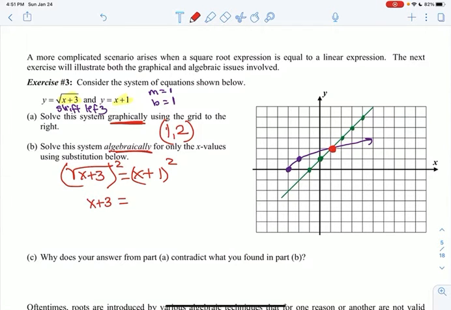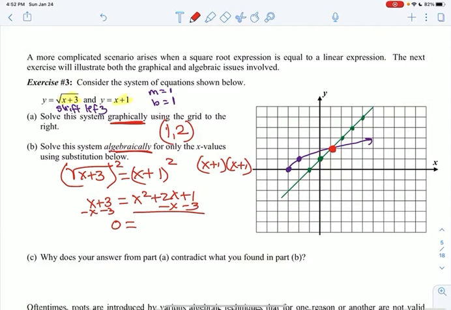Now remember, x plus 1 squared is really x plus 1 times x plus 1. You're foiling that. So that gives you x squared plus 2x plus 1, so be careful. I'm going to bring everything over to one side, so I'm going to subtract the x, and I'm going to subtract the 3. So I will have x squared plus x minus 2. Then I factor it. When I factor it, my factors are going to be x plus 2 and x minus 1. And then when I solve, my answers are x equals negative 2 and x equals positive 1.